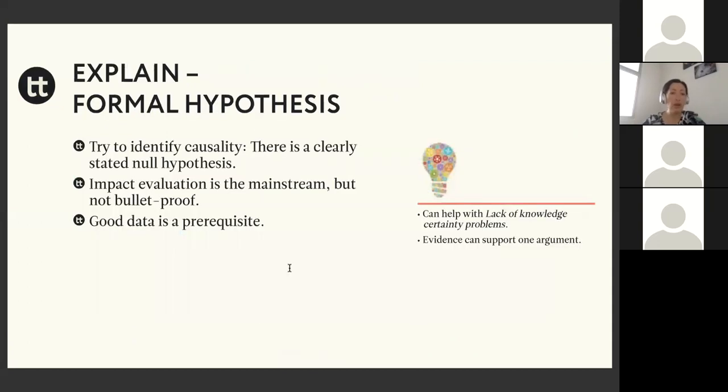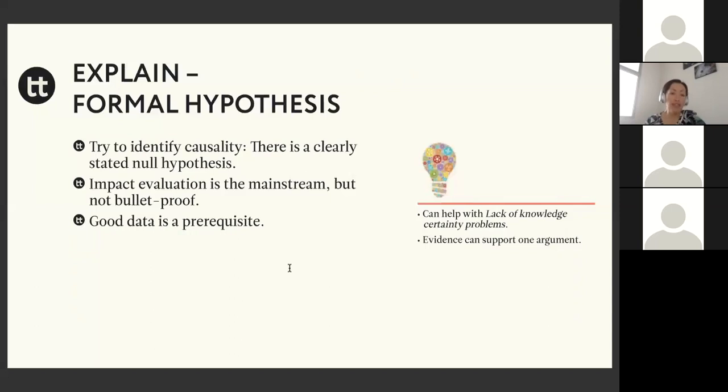So the first one is the formal hypothesis. And this is the way we traditionally understand academic research, that we pose a formal hypothesis, and this will help us find an explanation for a phenomenon.